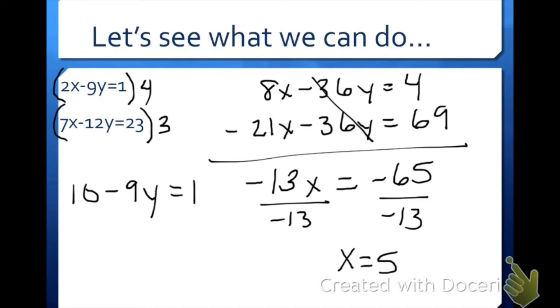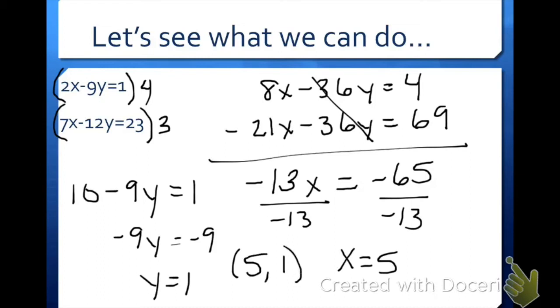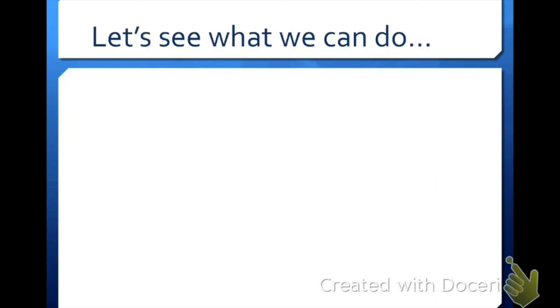So if I had substituted my 5 in for x, I'd get 10x minus 9y equals 1, negative 9y equals negative 9, and y equals 1. So doing that, we can see that it doesn't matter which variable I choose to eliminate. I can eliminate either one, I would still get the same solution. It's going to be totally up to you which one you choose. So let's try one more.